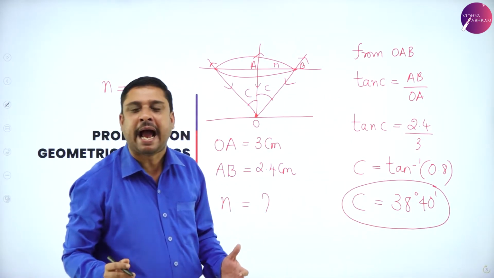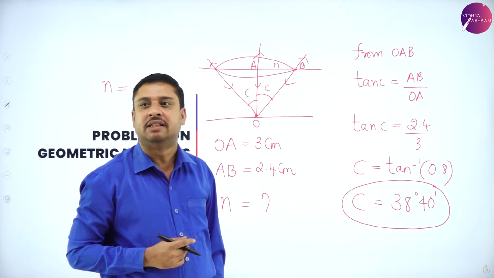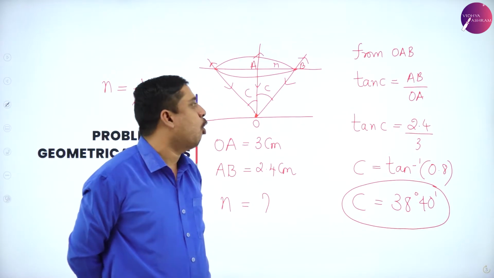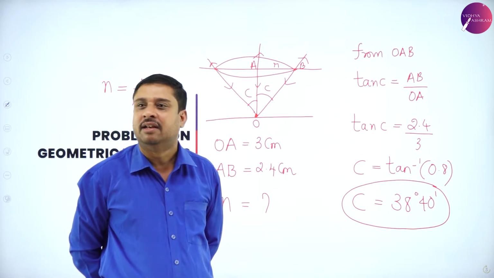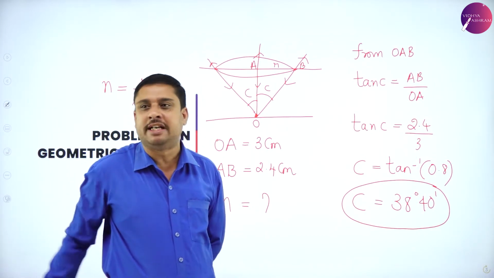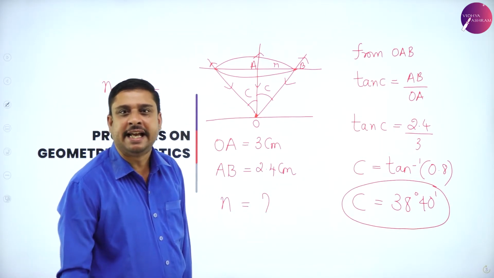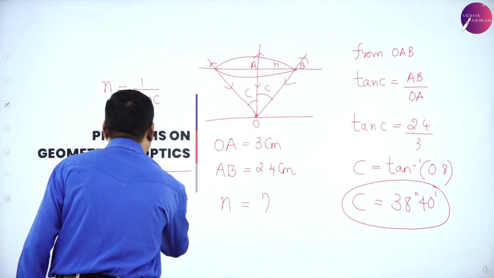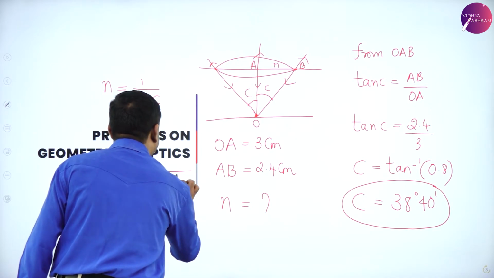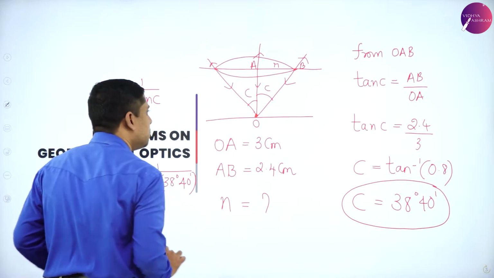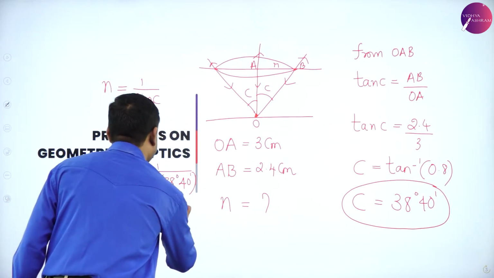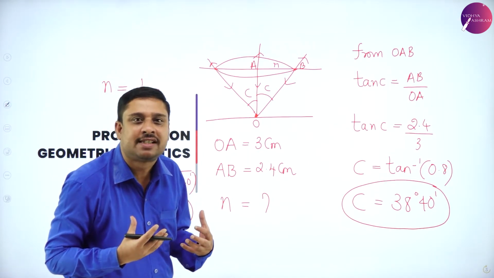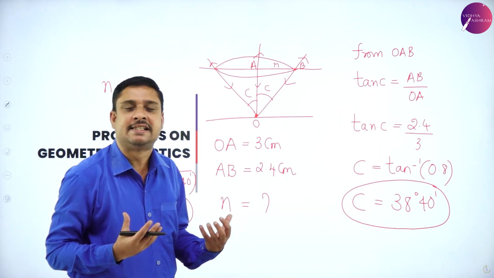So very simple from the diagram. Whatever data is given, I have calculated C. So tan C is AB by OA, 2.4 by 3. So C is tan inverse 0.8. So we get C is 38 degrees 40 minutes. So substituting here, so this becomes 1 by sine 38 degrees 40 minutes. So on simplification, n turns out to be 1.6. So knowing a few concepts for a 5-marker, this is a cakewalk.